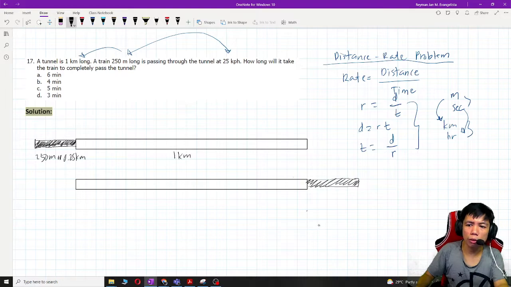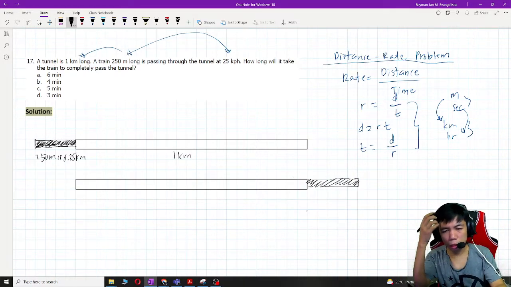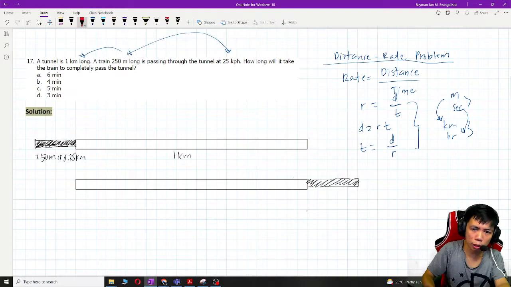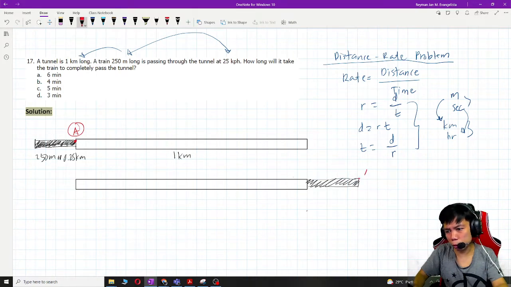So, ano yung na-travel na distance ng train? Okay, so ang titignan mo lang diyan guys na yung dulo niya, no? Yung point at the start of the train. Okay, so yan yung point A mo. So after some time, andito na yung point A mo, syempre.